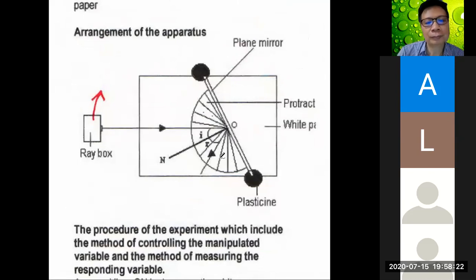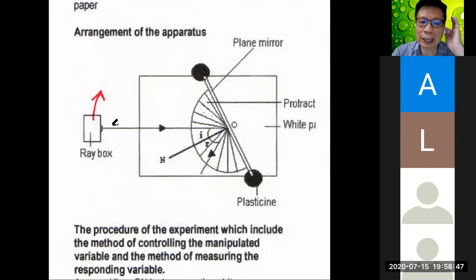After you put the protractor, you draw a 90-degree line to the mirror. This 90-degree line to the mirror becomes the normal line. Normal is here, so you draw this line. And then using a ray box. Ray box means there's a box here. Inside there's a bulb. The bulb sends out the light.